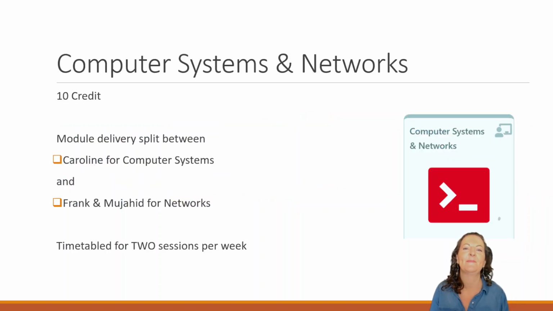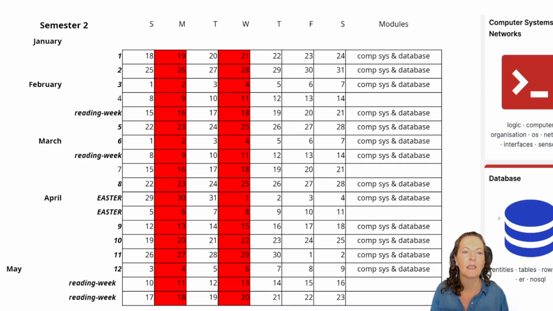That's the plan anyway. This is your module, split between myself for the computer systems side of things and Frank and Mujahid for the networking side. So our timetable is Mondays and Wednesdays. This semester we're starting today, Monday the 19th, and Mondays and Wednesdays is when I'll be releasing your notes. The first 3 weeks is going to be me, so I'll have these first 6 classes.